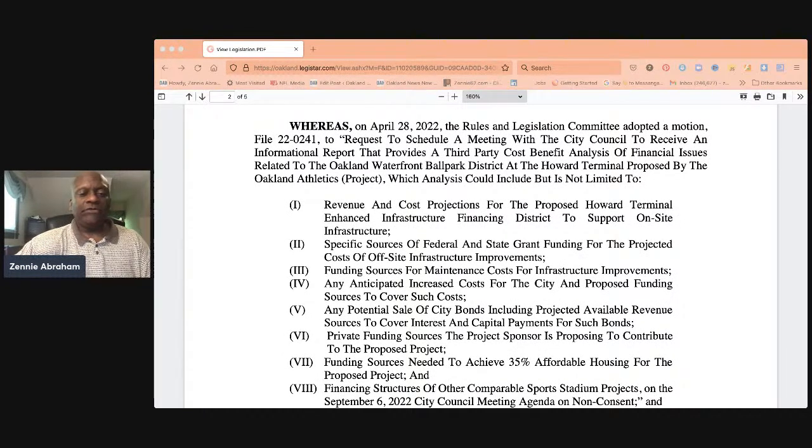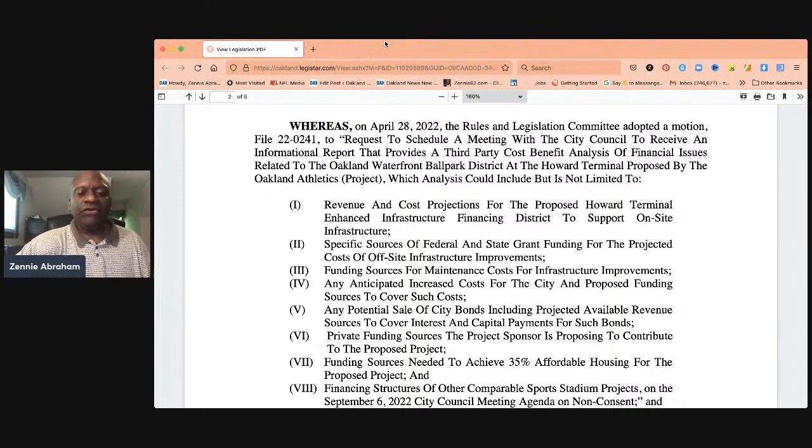It says, "Whereas on April 28th, 2022, the Rules and Legislation Committee adopted a motion, file 2202-241, in, quote, request to schedule a meeting with the City Council to receive an information report that provides a third-party cost-benefit analysis of financial issues related to the Oakland Waterfront Ballpark District," the Howard Terminal proposal. This is long-winded. This is where Gallo came from. Okay. Then he lists them. But note, this has found its way into this call for a vote that Gallo wrote. And even though I asked him to change this back then because it's wrong, it's still here. Now let me take you point by point why it's wrong.